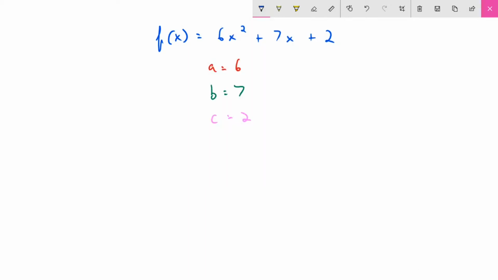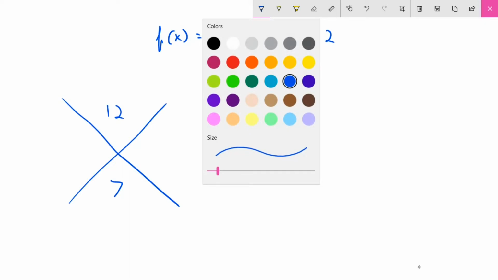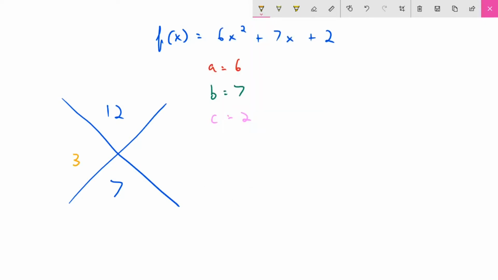Okay? Now, using this information, let's just draw the x box as we normally would. So what would go on the top? The top is a times c. That's 6 times 2, which is 12. The bottom is b, which is 7. And what are my two terms that multiply to give me 12 but add to give me 7? That's going to be 3 and 4. 3 times 4 is 12. 3 plus 4 is 7. All right, but here's where the fun part comes in. When a is not equal to 1, as you can see, a right here is 6. Then you need to stop right here.